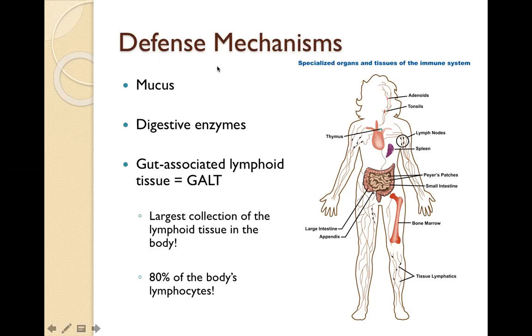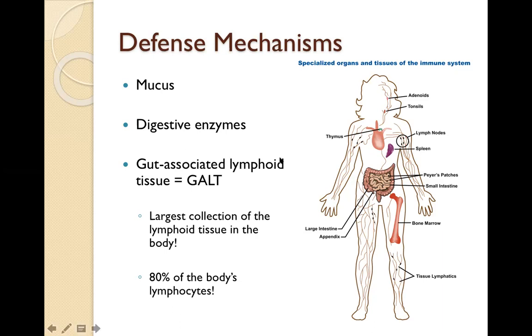And so one of the defense mechanisms: a lot of our organs within our GI tract are lined with mucus. Not all of them are, but some of them. So mucus makes it really difficult for bacteria and viruses and fungi to get into the actual cells. It's not impossible, but it makes it difficult. We have digestive enzymes that can help digest some of those foreign invaders and neutralize them.